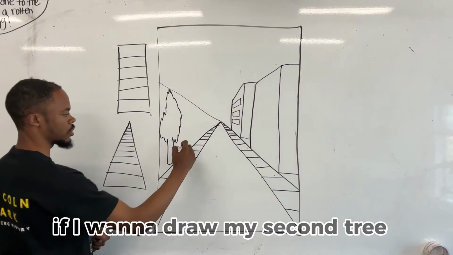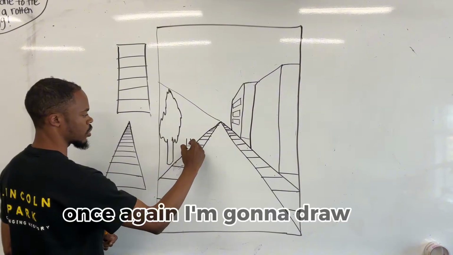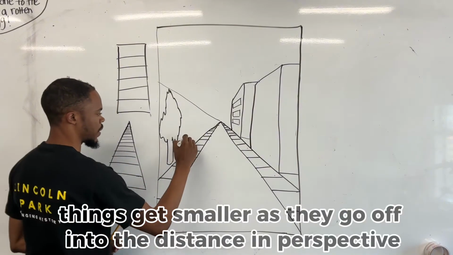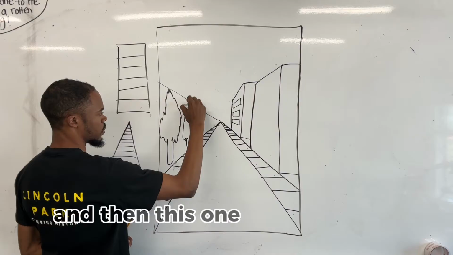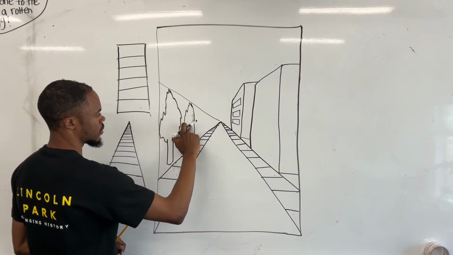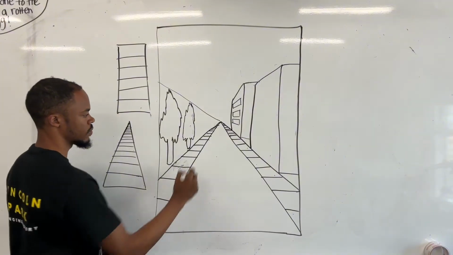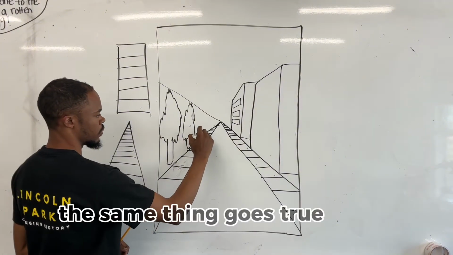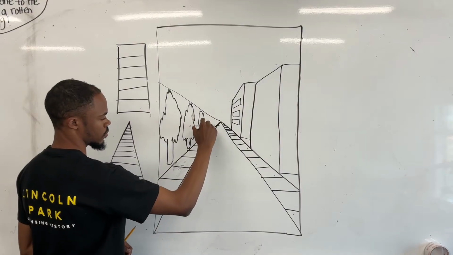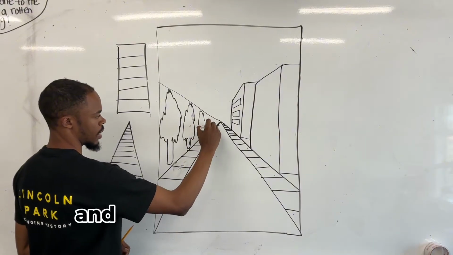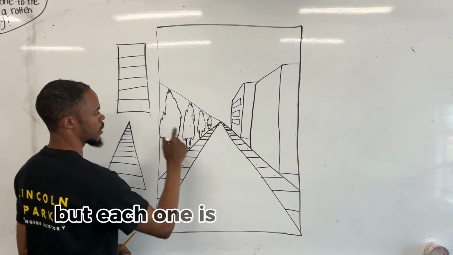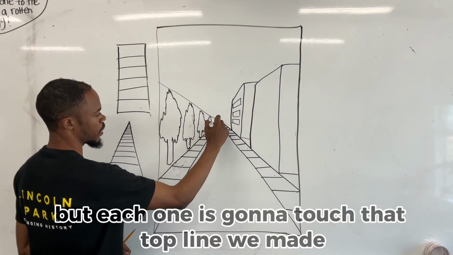If I want to draw my second tree in, once again, I'm going to draw this one a little smaller, because as we talked about, things get smaller as they go off into the distance and perspective. And then this one is also going to touch the top of that line. The same thing goes true for our next tree. And as we continue off in the distance, our trees will get smaller and smaller, but each one is going to touch that top line we made.